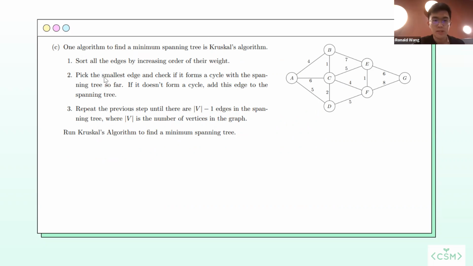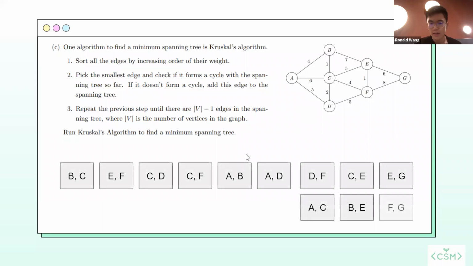The first step is going to be to sort all the edges by increasing order of their weight, and I've done so right here. So for example, BC has weight 1, and FG has weight 8, so it is all the way over here. Now notice, because there are numerical ties, the order does matter, but either way, you're going to have a valid minimum spanning tree, no matter what order you put them in. So for example, BC and EF here both have weight 1, but having EF first or BC first would still generate a valid minimum spanning tree.